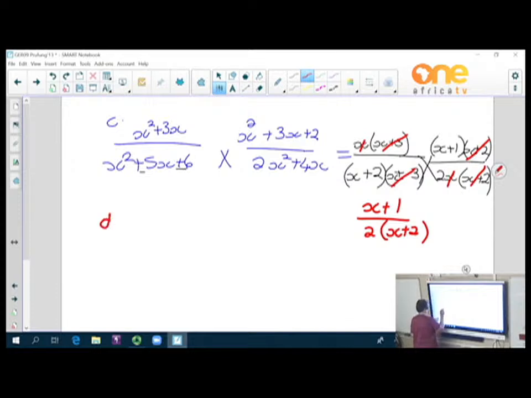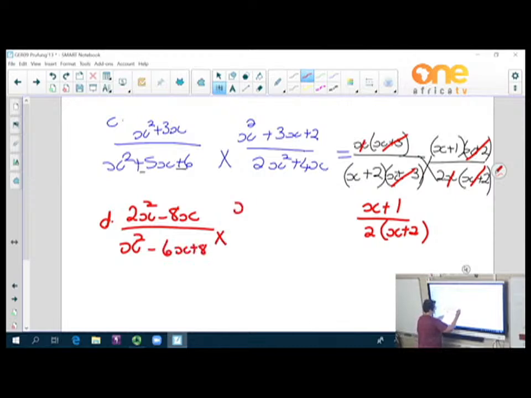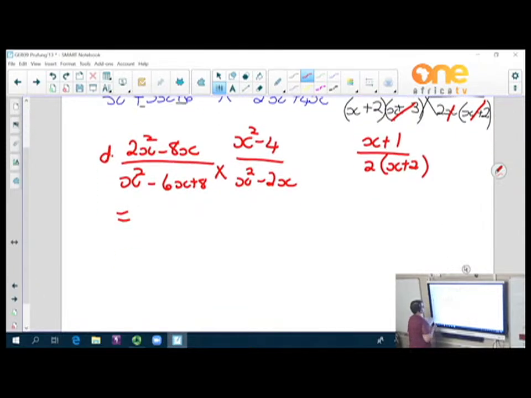And number D. 2x squared minus 8x over x squared minus 6x plus 8 multiply with x squared minus 4. Here it's the difference between squares. And then x squared minus 2x. So I need to factorize each one. Look at this one. Highest common factor, 2x. So then there remain x minus 4 over.